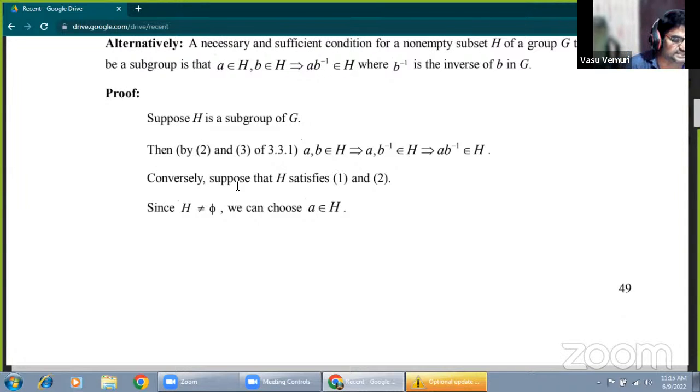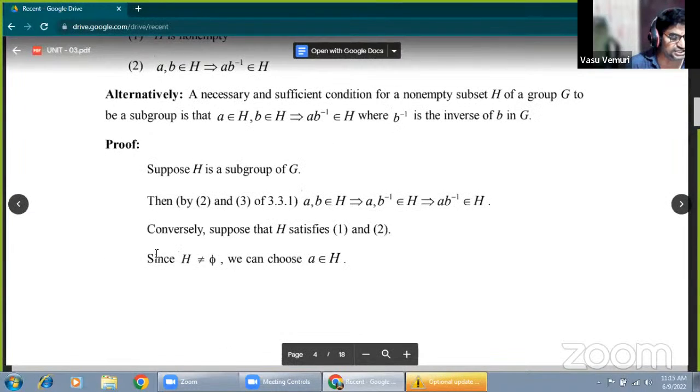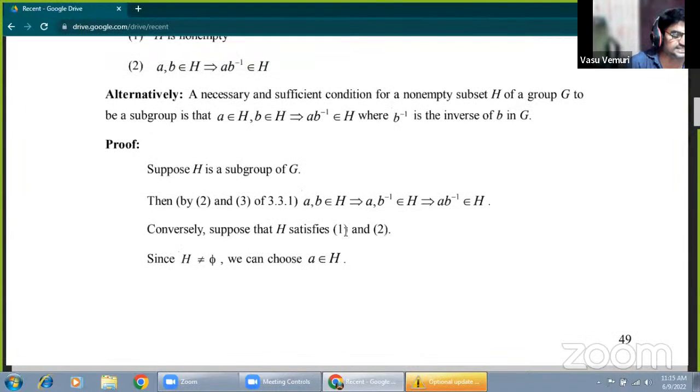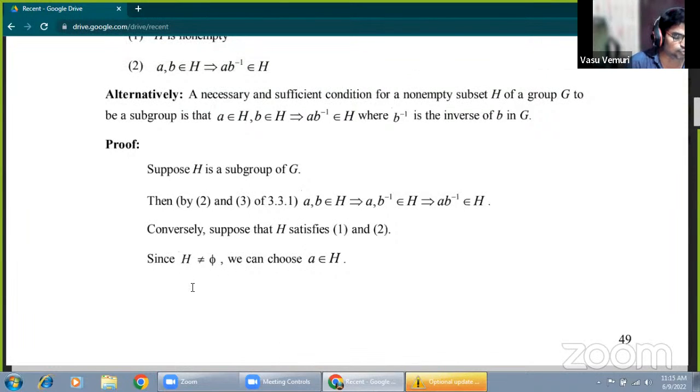The second one is using those conditions, conditions 1 and 2, to prove that H is a group. H under multiplication is a group. Automatically, then it is a subgroup.